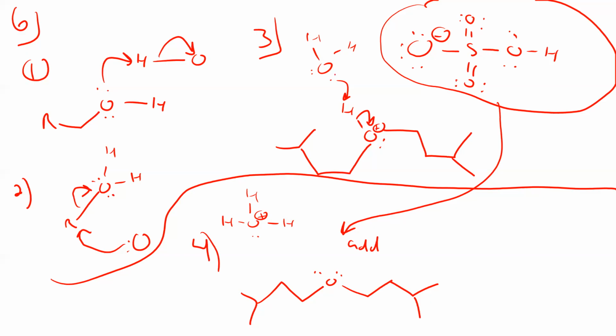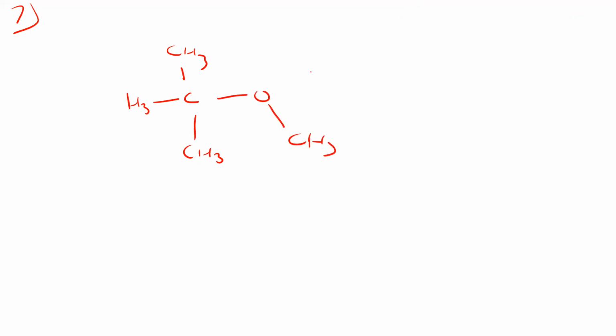All right, so that should be for question 6. We'll go on to question 7 then. Question 7 says draw the neutral organic product. So we'll go ahead and do that. This tert-butyl group is going to have an ether on it. So this will be the product that you draw.